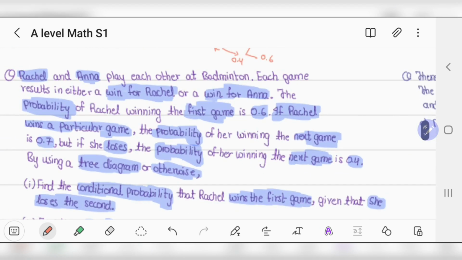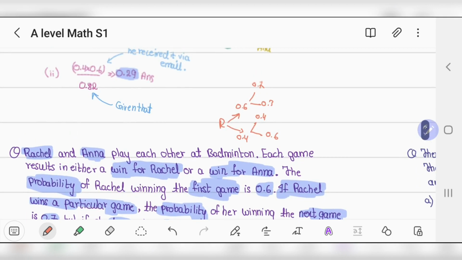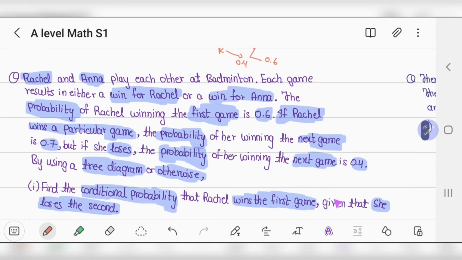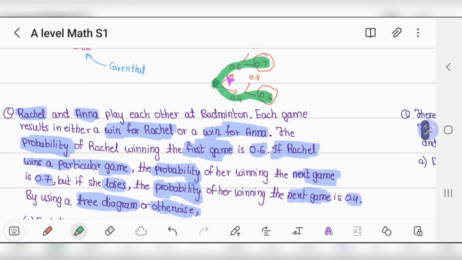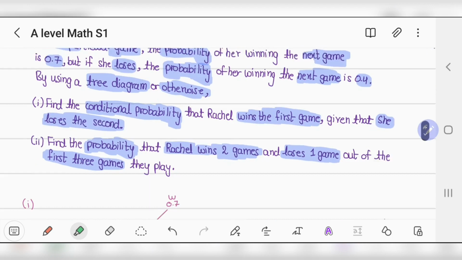So find the conditional probability that Rachel wins the first game given that she loses the second. First of all we're going to focus on these words: given that she loses the second. So we're going to take this probability, 0.6 times 0.3 plus 0.4 times 0.6, and then we're going to put this in. She won the first game, right? So 0.6 times 0.3. Let's see here.